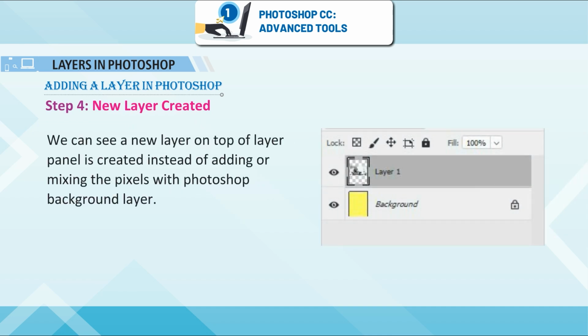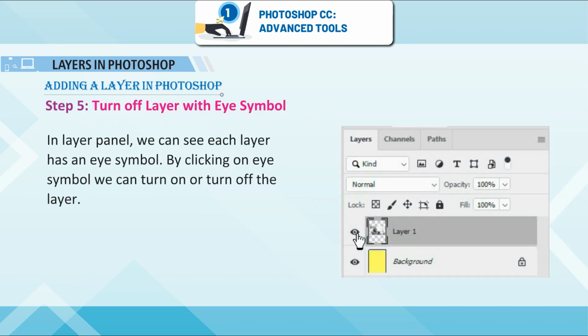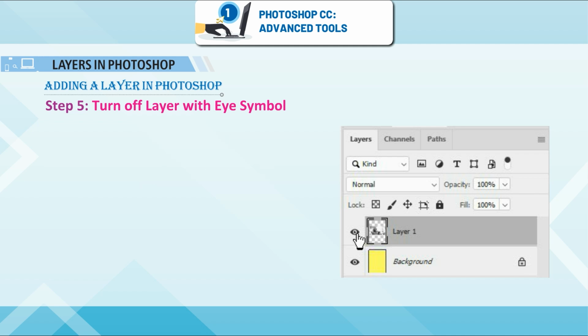Step 4. New layer created. We can see a new layer on top of the layer panel is created instead of adding or mixing the pixels with the Photoshop background layer. Step 5. Turn off layer with the eye symbol. In the layer panel, we can see each layer has an eye symbol. By clicking on the eye symbol, we can turn on or turn off the layer.